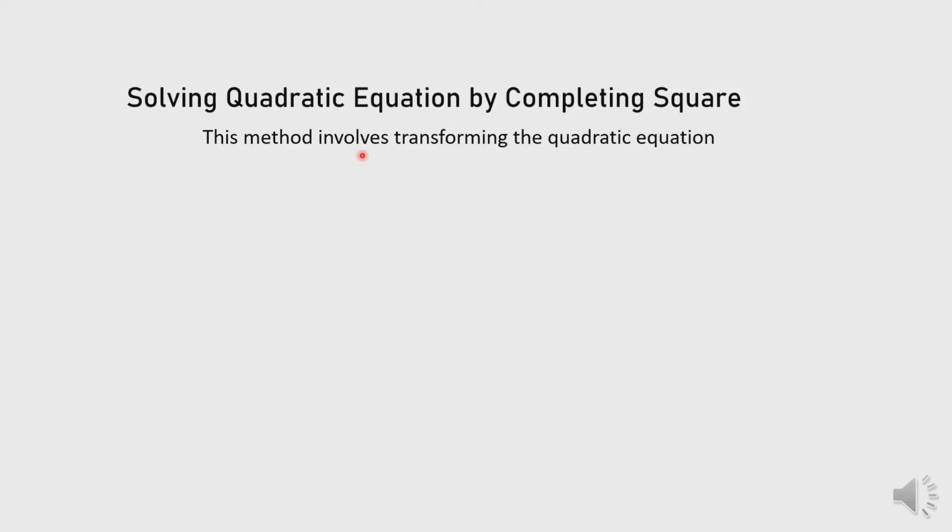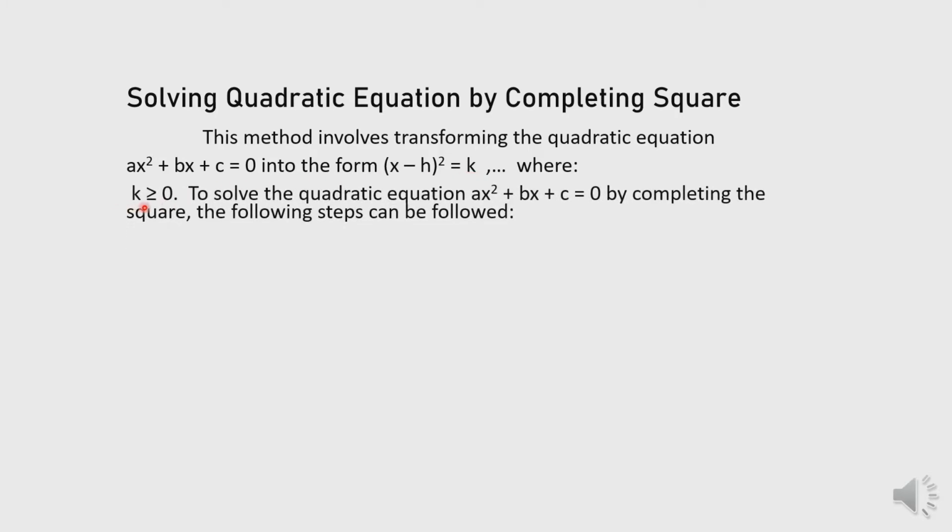This method involves transforming the quadratic equation ax squared plus bx plus c equals 0 into the form (x minus h) squared equals k, where k is greater than or equal to 0. To solve the quadratic equation ax squared plus bx plus c equals 0 by completing the square, the following steps can be followed. 1. Divide both sides of the equation by a, then simplify.